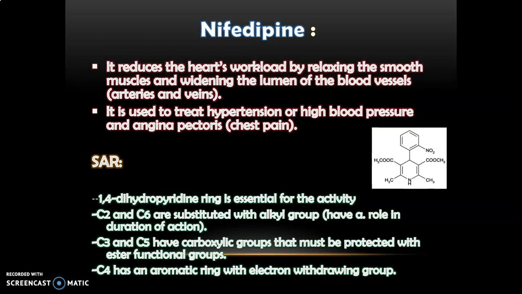The structural activity relationship of nifedipine. The 1,4-dihydropyridine ring is essential for the activity. Carbon 2 and carbon 6 are substituted with an alkyl group, which has a role in the duration of action, while carbon 3 and 5 have carboxylic groups that must be protected with ester functional groups. Carbon 4 has an aromatic ring with an electron withdrawing group. So these are the essential requirements for the structural activity.